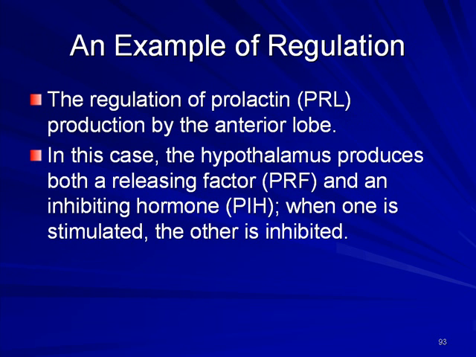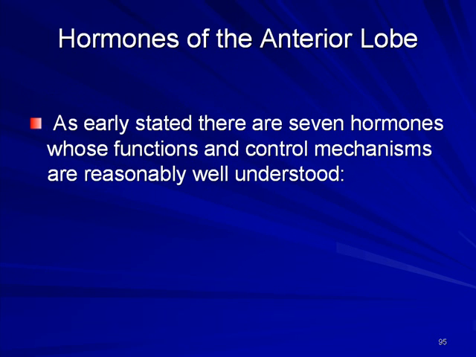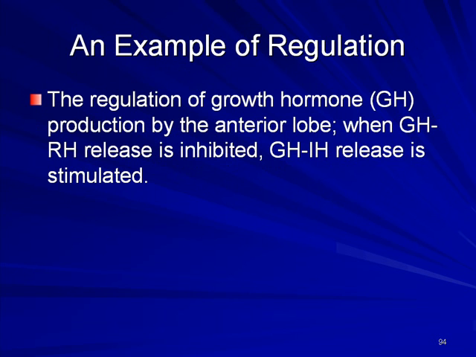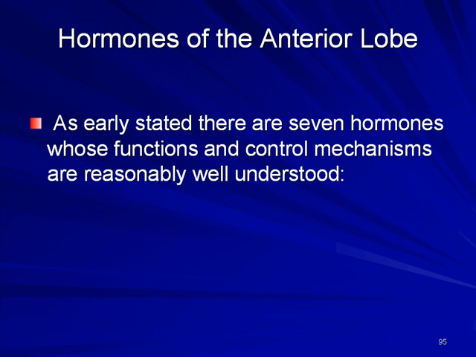There's a feedback control in endocrine secretion that we've already talked about before. Again, this helps to maintain homeostasis. For example, regulation of prolactin production from the anterior pituitary gland: the hypothalamus produces a releasing factor, prolactin releasing factor, then an inhibiting hormone, prolactin inhibiting hormone, is produced. When one is stimulated, the other one is inhibited. This again helps to maintain homeostasis. Similar regulation of growth hormone is seen. Again, a stimulating hormone and an inhibiting hormone are produced as well.